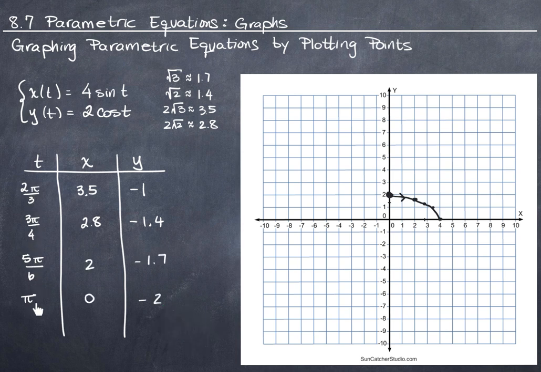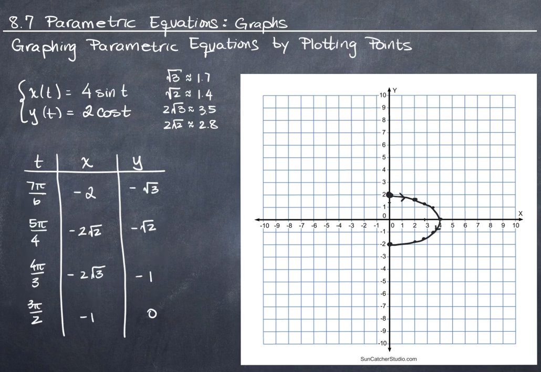So here are the values for quadrant 2. Here are the x coordinates, and here are the y coordinates. So let's plot those points now. 3.5, negative 1 is about here. 2.8, negative 1.4 is about here. 2, negative 1.7 is about here. And 0, negative 2 is here. So continuing the same direction, my curve looks something like this.